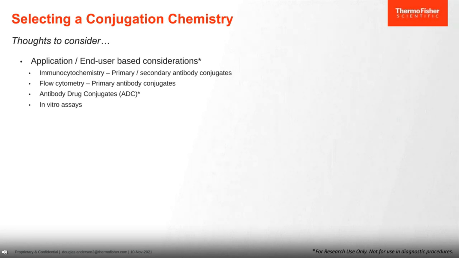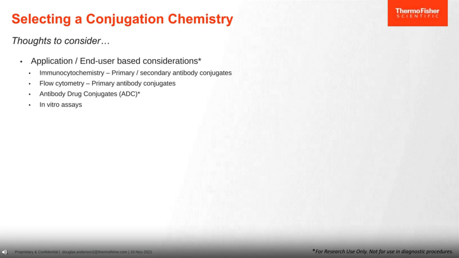All right, so now that we have a general overview of what conjugations are and how you perform them, one of the major questions I get as a conjugation biochemist all the time is, how do I pick a conjugate? What is the right conjugate for me? What's the right conjugate for my application?